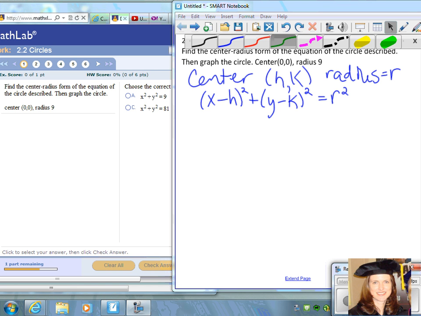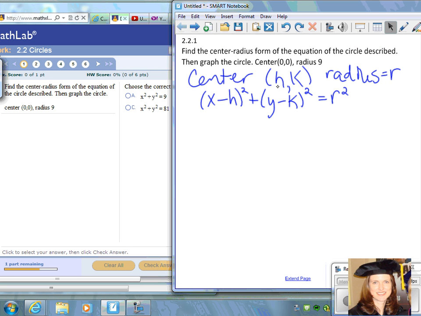Chapter 2, Section 2 is all about circles, writing equations of circles, graphing circles, and looking at graphs and coming up with equations of circles. The first question is to find the center radius form of the equation of the circle described and then graph the circle. The first one, we have the center is 0, 0, and the radius is 9.